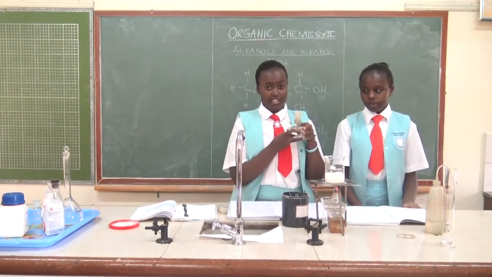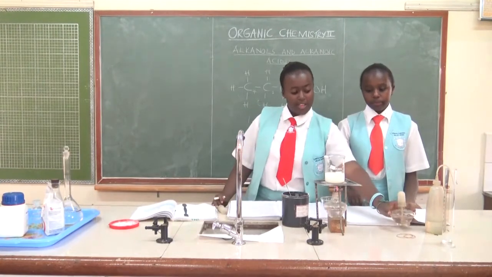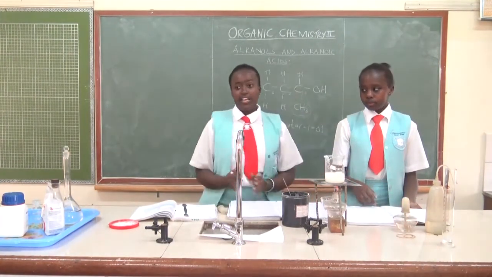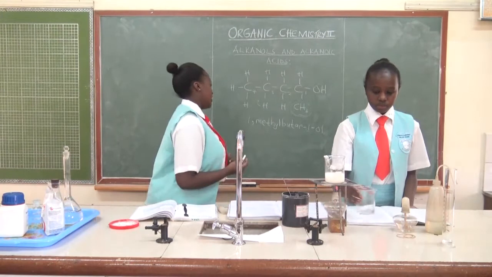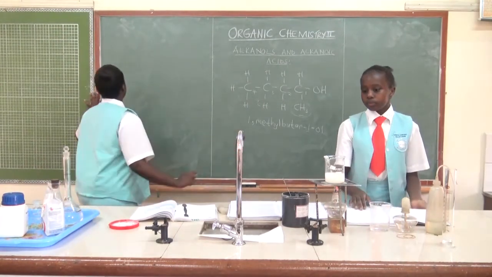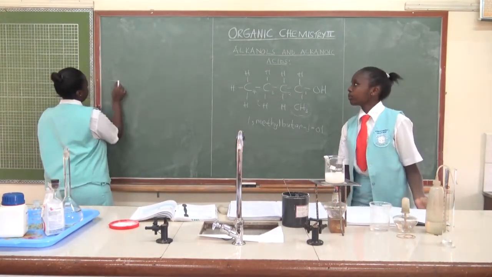So we already prepared a solution before that, and then we distilled it, and then we got this, which is ethanol. So another way you can make ethanol is if you hydrolyze ethene. For example, this is ethene.